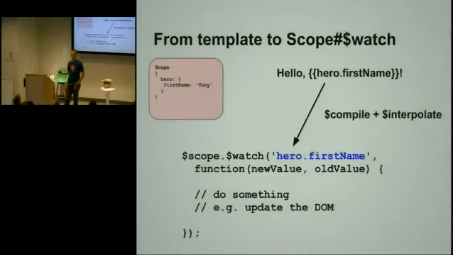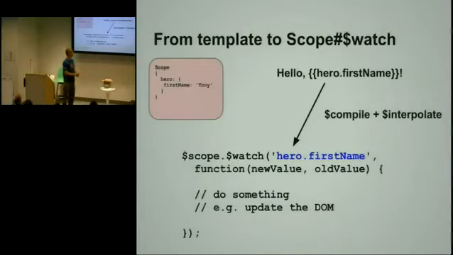So we have a scope, which is the context for the template, and we register this watch, and we tell it, hey, this scope has some model. What I'm interested in is: tell me when the value of this path, or evaluating this path within the model of the scope, changes, and call the function below. So we have a function down here.